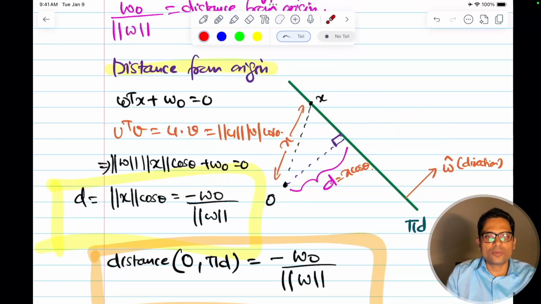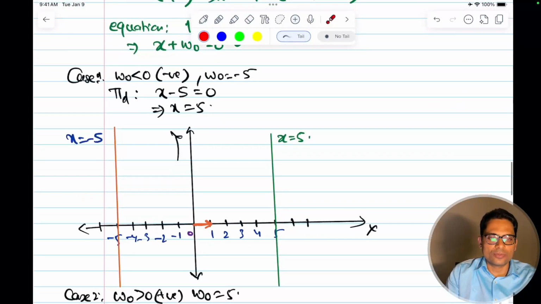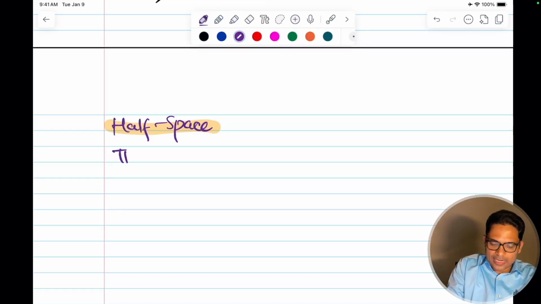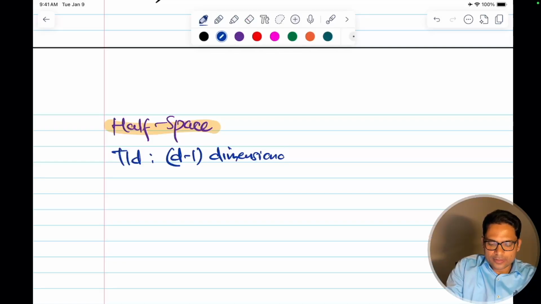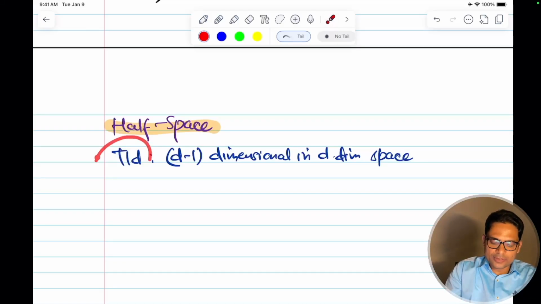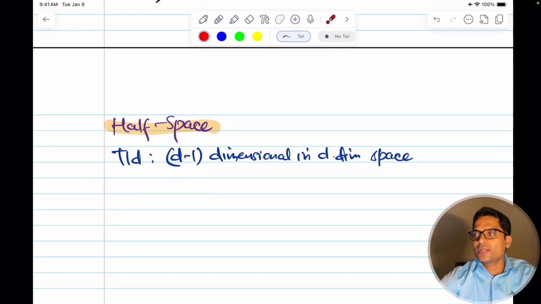Okay, and what will be the direction? Means what will be the value? There will be some more names for that. Let's see that. Okay, so hyperplane. As I said, pi d in d dimensions is d minus 1 dimensional in d dimensional space. If the space is d dimensional, then the hyperplane that we will have is one less dimension, d minus 1 dimension. For example, in 3D it will be 2D, and in 2D it will be 1D.